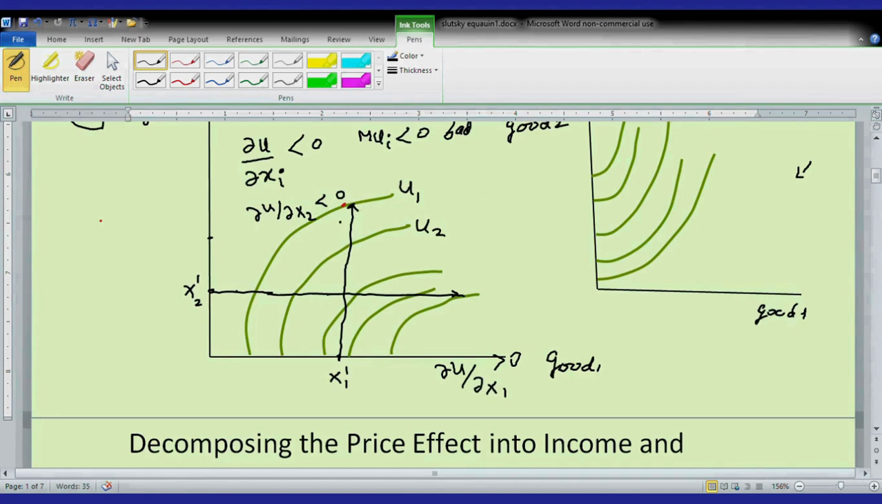And if you look at the slope of the indifference curves, they are positively sloped here, but the slope of the indifference curve is known as the marginal rate of substitution. So we say that a marginal rate of substitution between good 1 and good 2 greater than 0 is an indication that one of the two goods is a bad good and the other good is a good good.